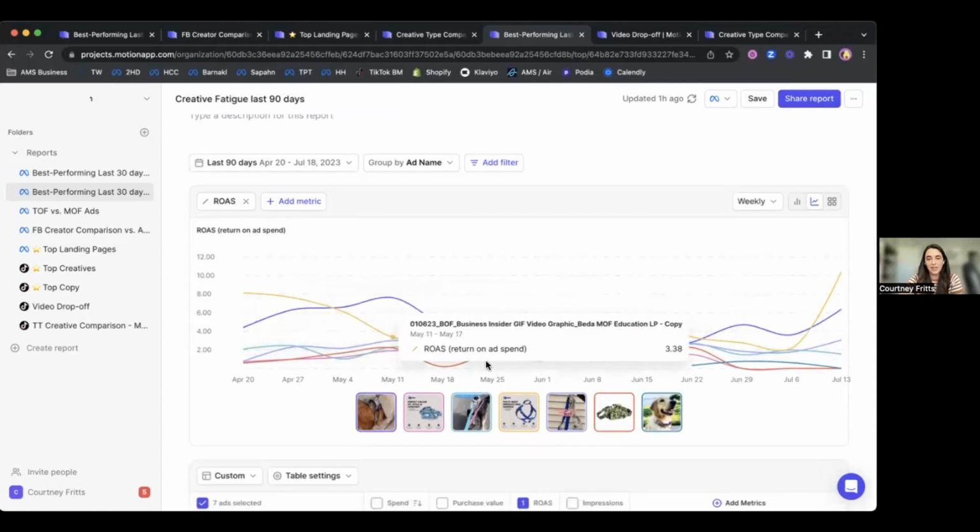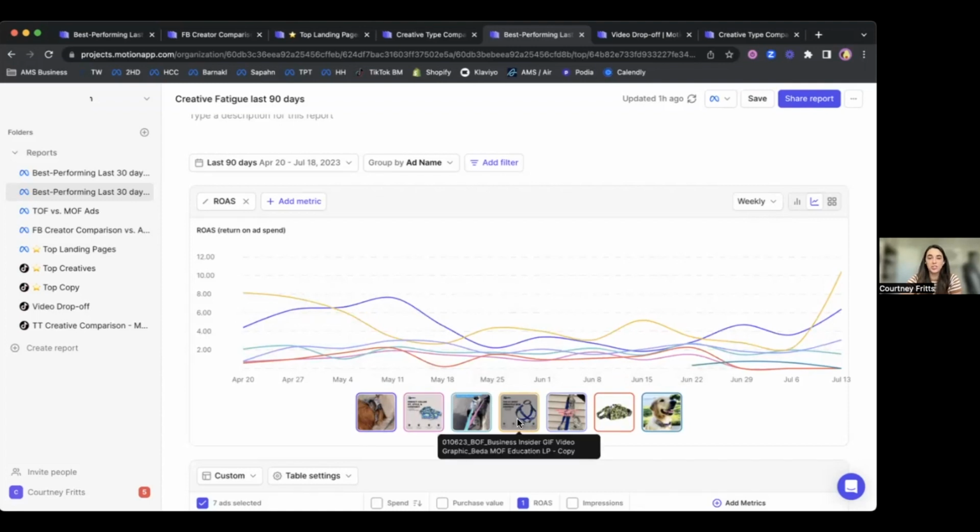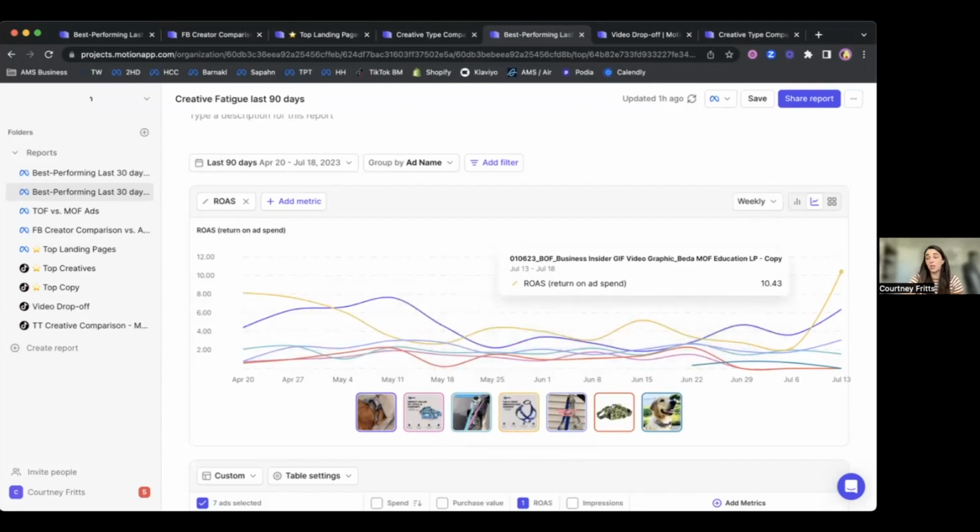So right here, I'll have last 90 days. They're color coded. So I can look at, okay, my yellow guy here, this is one of my better performing creatives. It just started taking off this week. This week it's doing really well. Okay, cool. Maybe that tells me I want to put it in a couple other places this week.